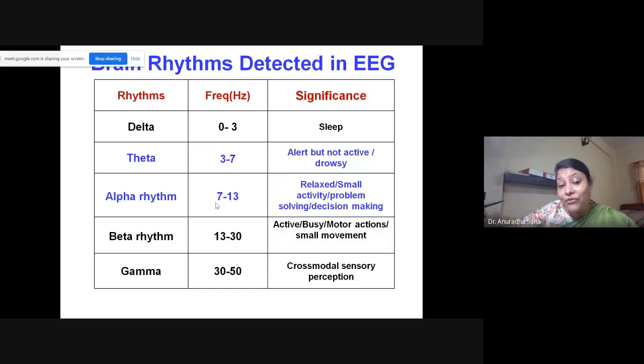which basically deals with the kind of problem where a person is alert but not physically active, but obviously relaxed, giving some kind of problem solving or decision making performance.